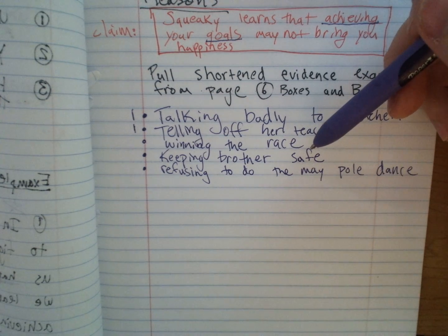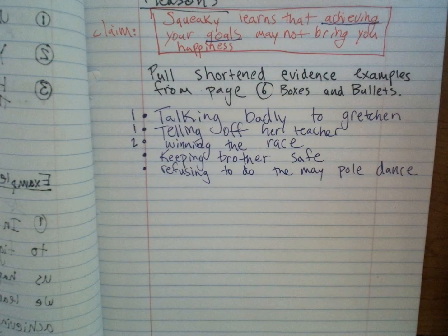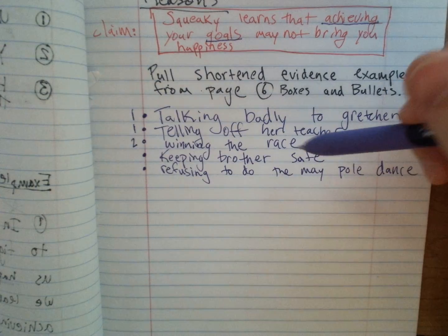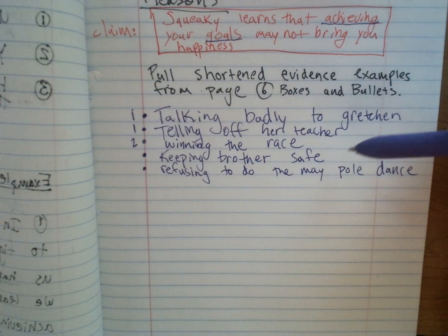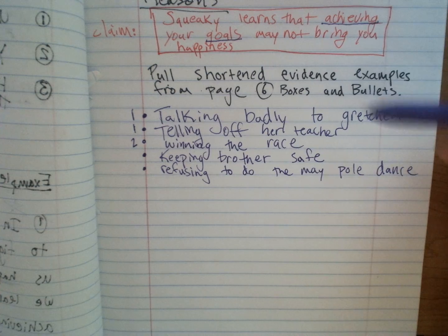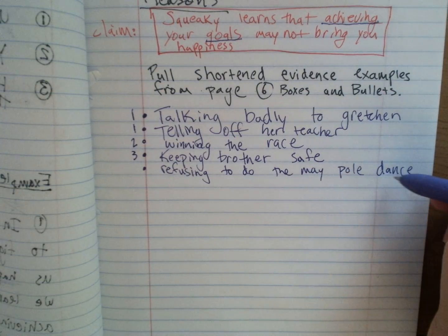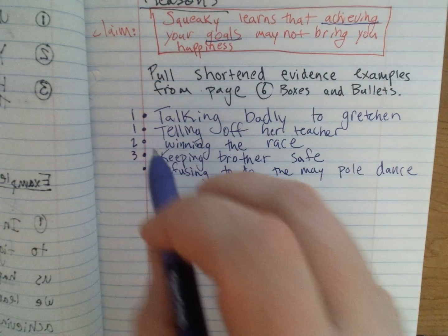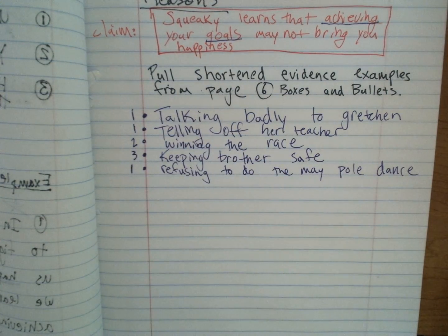Next, winning the race. I know that's definitely different from those other two, so I'm going to put a 2 next to it because this is a second type of evidence. I'm trying to assign a type to my evidence. Keeping her brother safe. In some ways, I could see it being a 1, but it feels different. It's sort of like an instance where she's being protected. Refusing to do the maypole dance. I would say that's a 1, or I could maybe see it being a 3 if she's trying to protect herself.